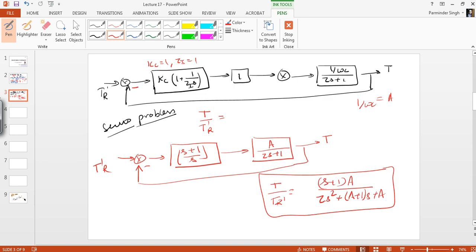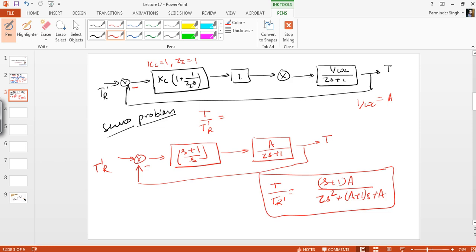Clear? Now you can solve this block diagram because the blocks are in series, then the main loop is in the forward direction, and then we have a feedback going in the backward direction. So you can use the rules of block diagram reduction and you get this transfer function.